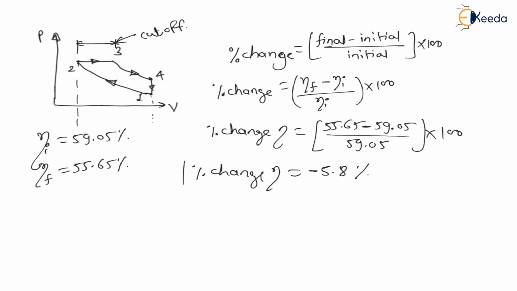percent, minus 5.8%. Now my dear students, here minus is because there is a decrease in efficiency, because final efficiency is less than initial efficiency, so this difference will become negative. Minus sign means it is a decrease in efficiency. Now again, this is not your answer, because they are not asking you percentage change. This is a percentage change, yes, but they are asking what is the percentage decrease, right?